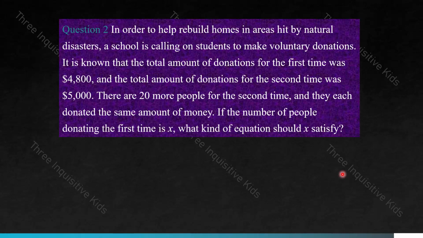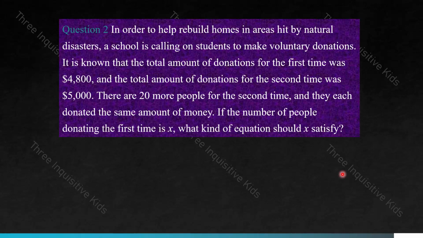Now we're given another word problem. In order to help rebuild homes in areas hit by natural disasters, a school is calling on its students to make voluntary donations. It is known that the total amount of donations from the first time was $4,800, and the total amount of donations for the second time was $5,000. There are 20 more people for the second time, and they each donated the same amount of money. If the number of people donating the first time is x, what kind of equation should x satisfy?